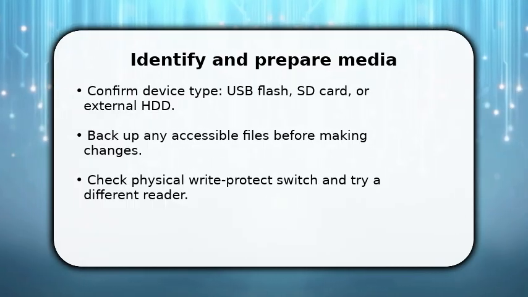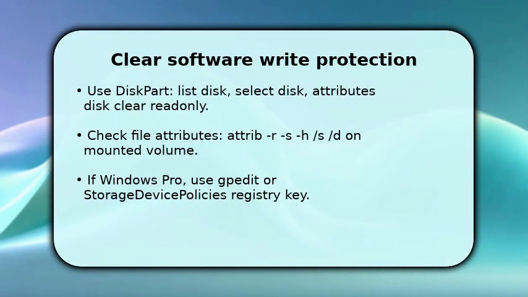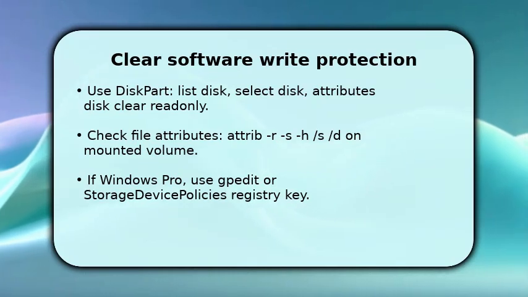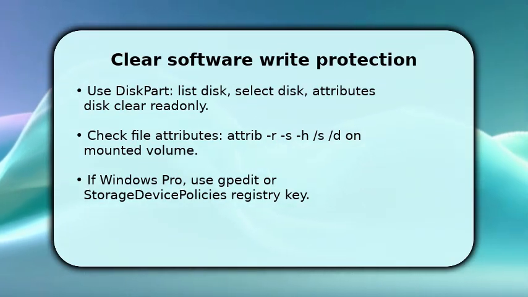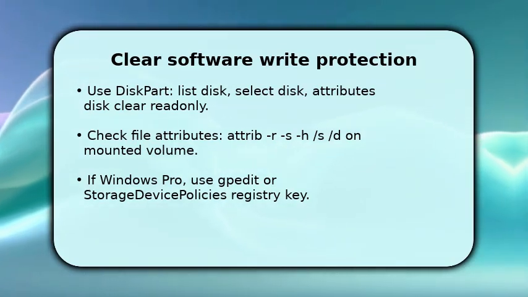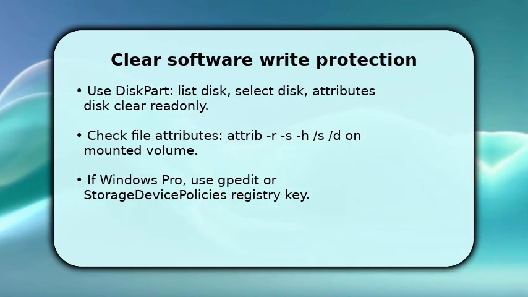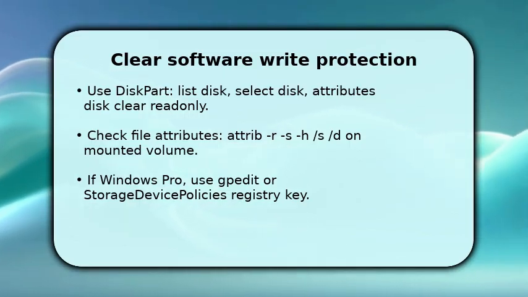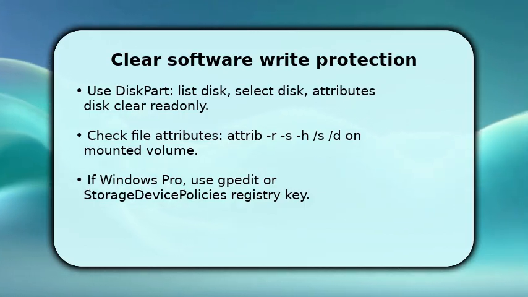Open an elevated command prompt and run diskpart. List disk, select the target disk, then attributes disk clear readonly to remove the flag. This often restores write access. Once done, run attrib on the mounted volume to clear read-only, system, or hidden flags for files and folders.